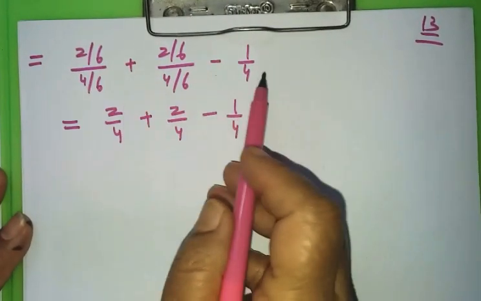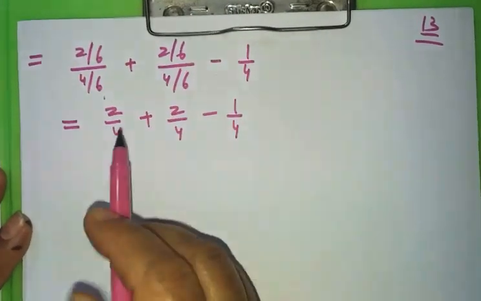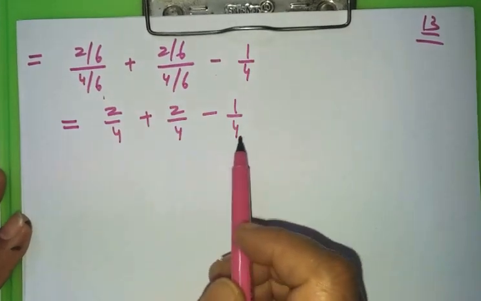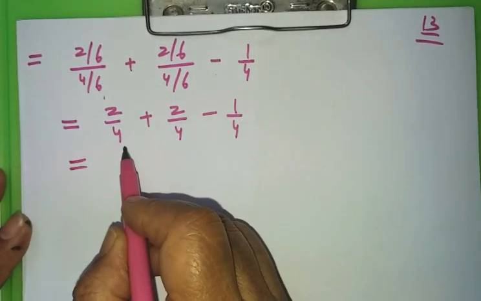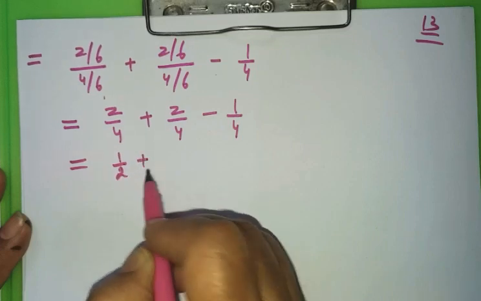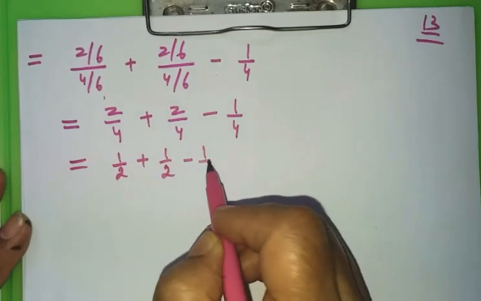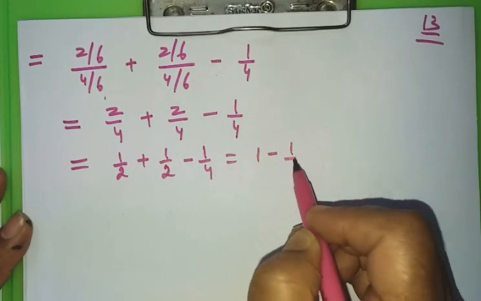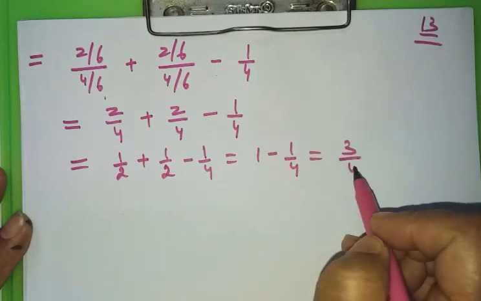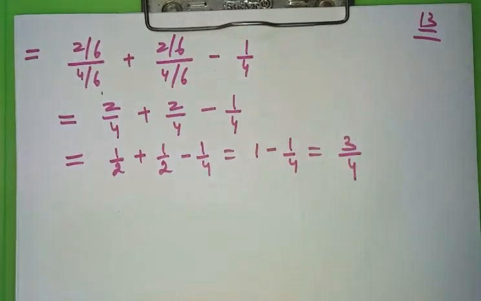So we were at this step, 6 gets cancelled. So 2 by 4 plus 2 by 4 minus 1 by 4. This is 1 by 2 plus 1 by 2 minus 1 by 4. 1 minus 1 by 4 is equal to 3 by 4. This is the required probability.